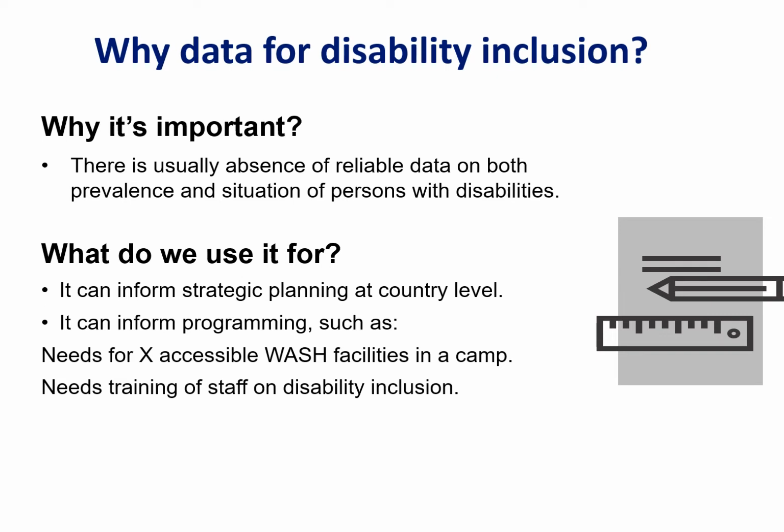And why is it important for us to collect? So first of all, data on persons with disabilities can inform strategic planning at country level, for example, and it can also inform specific programming. So if you're doing a project, for instance, you want to know what are the needs of persons with disabilities and how many persons with disabilities are there. So you can calculate, for instance, the number of accessible wash facilities that you will need to build in a camp. What are the actual needs for staff, for training to your staff on disability inclusion, for instance, right?